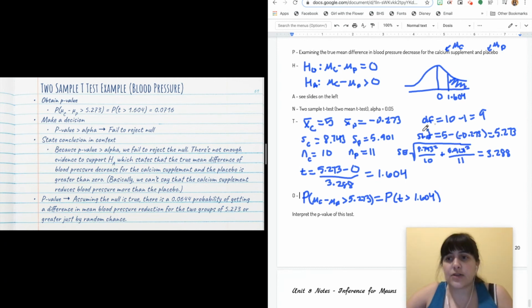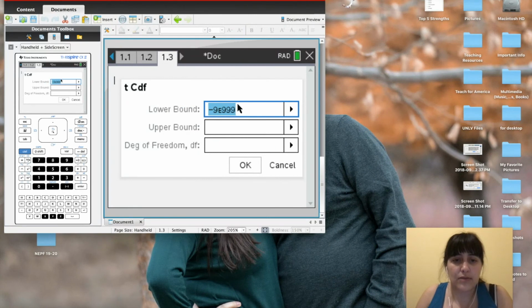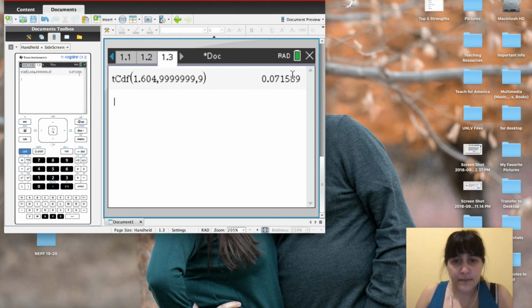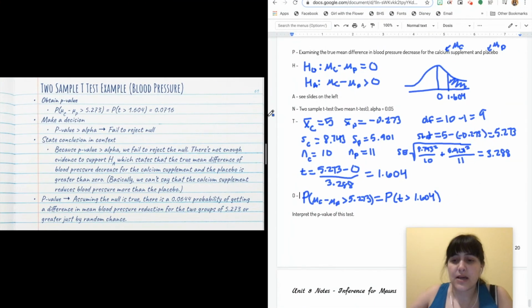So 1.604 is my lower bound, and then I'm going to type in a bunch of 9s for my upper bound. So my lower bound is 1.604, and then just type in a bunch of 9s for your upper bound, and your degrees of freedom, we already said was 9. I'm going to press OK. And there's what I get, the 0.0716. So that is this probability right here, 0.0716, which is greater than my alpha value.